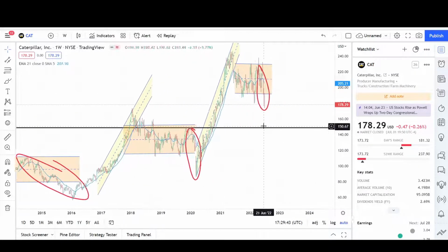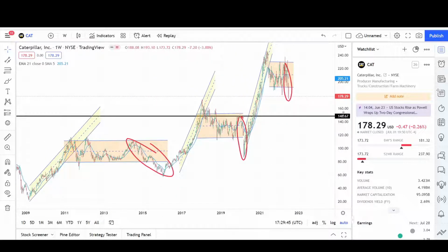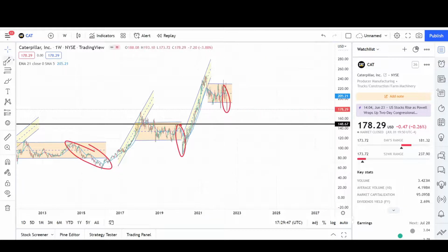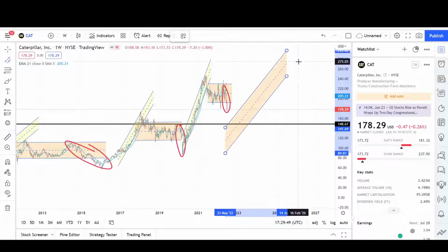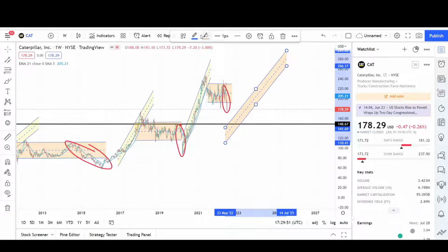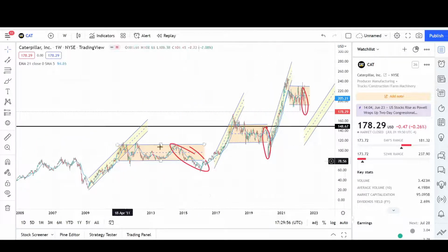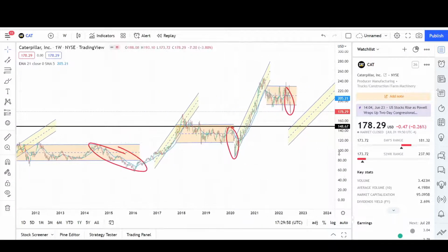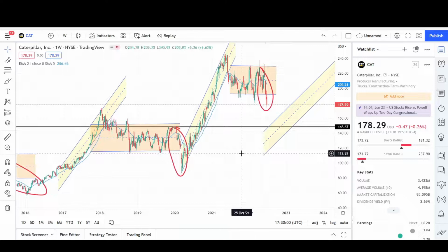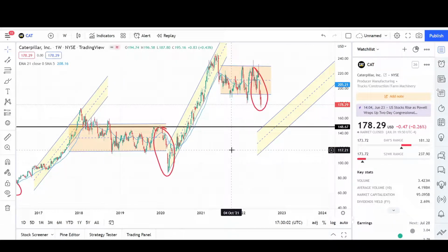And then we might just continue higher and possibly maybe another yellow channel in the future after the dump. We'll have to wait and see. So just something to keep your eye on. We have these repeating patterns throughout the markets, not just for Caterpillar. Now I'm going to do something I don't normally do. I'm going to look at the monthly chart before wrapping it up.